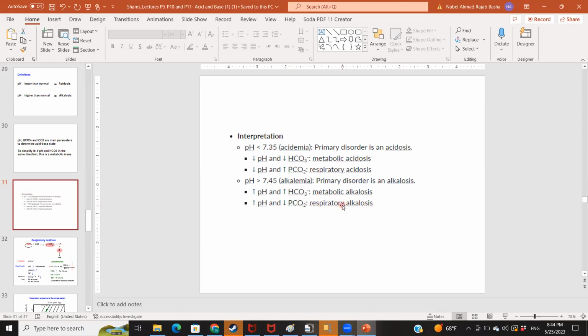In respiratory alkalosis, what happens in respiratory alkalosis? Let's say that I am very anxious.